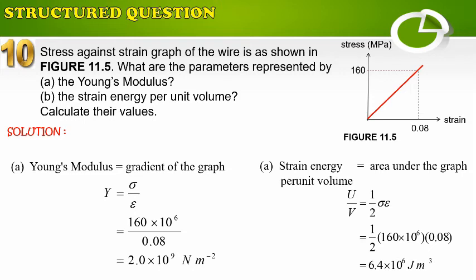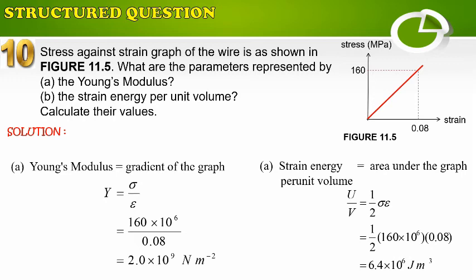For question number 10, stress against strain graph of the wire is as shown in the figure 11.5. What are the parameters represented by the Young modulus and strain energy per unit volume from the graph, and calculate their values? Referring to the graph, the Young modulus is represented by the gradient of the graph.